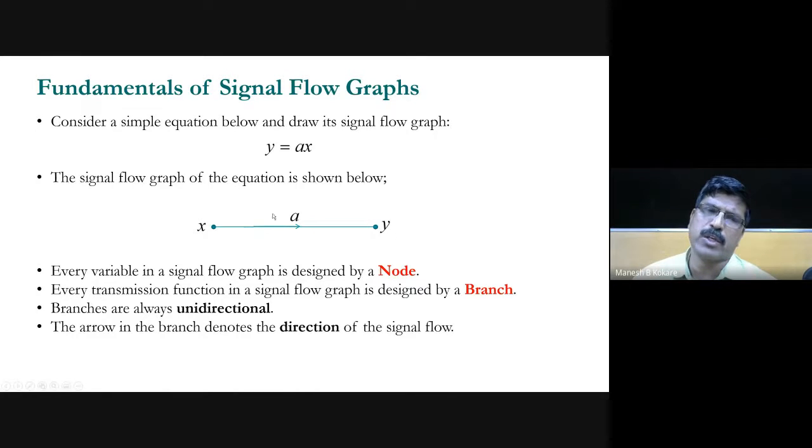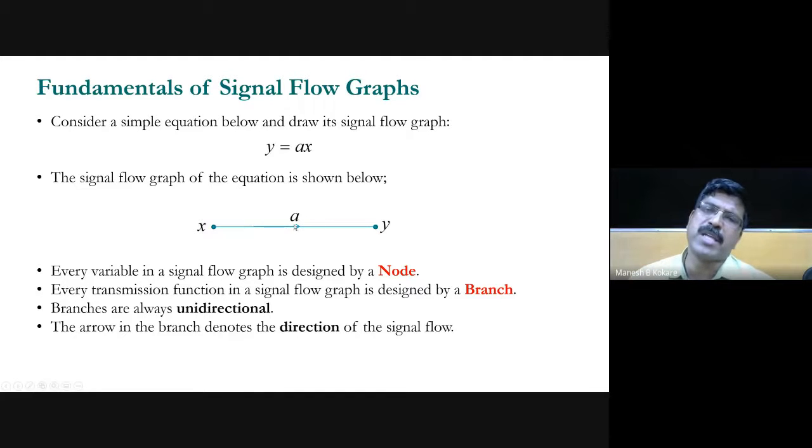So y is equal to x into a. Every variable in the signal flow graph is designated by a node, and every transmission function in a signal flow graph is designated by a branch. So this is the transmission function. You know that these branches are always unidirectional. Unidirectional means the signal flows from one end to another. It's not bidirectional. Here the signal is flowing from x to y; at the same time, it will not flow from y to x. So in a signal flow graph, branches are always unidirectional, meaning the signal will flow either from left to right or right to left, not both at the same time.